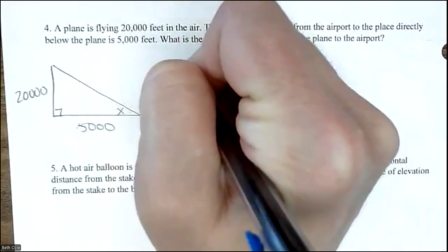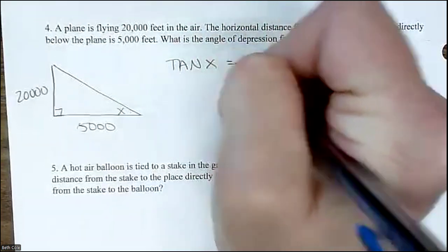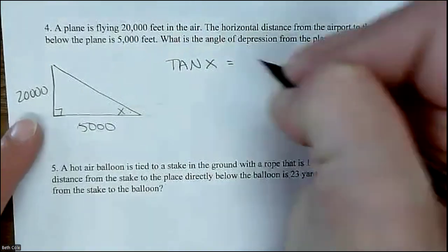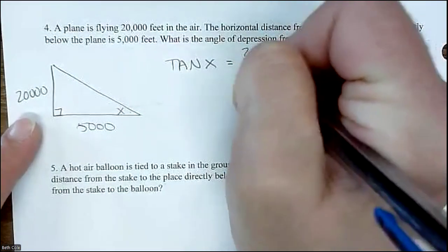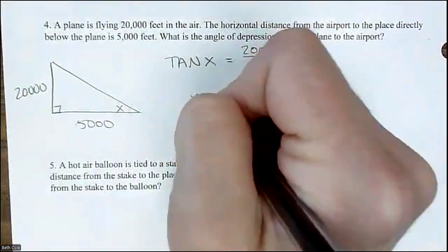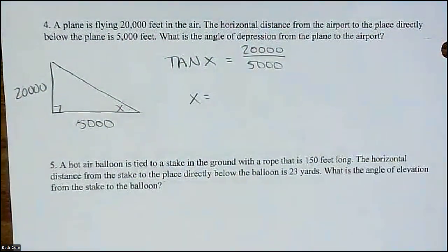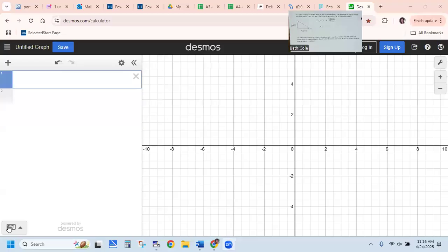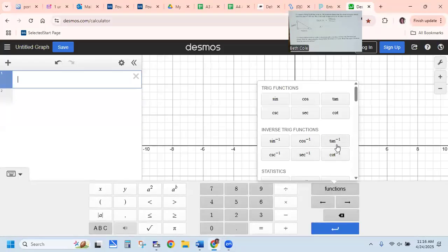Tangent. Good job. You have opposite and adjacent. So tangent of X equals 20,000 over 5,000. And so when I type it, and this is basically draw a picture, set it up, type it in. There's 3 steps to this. All right. I'm going to type tangent inverse.